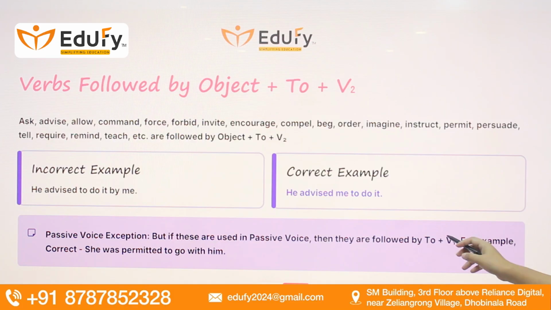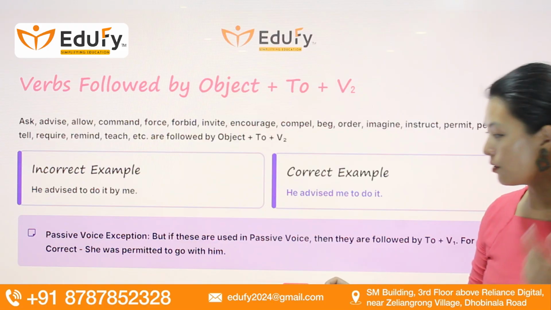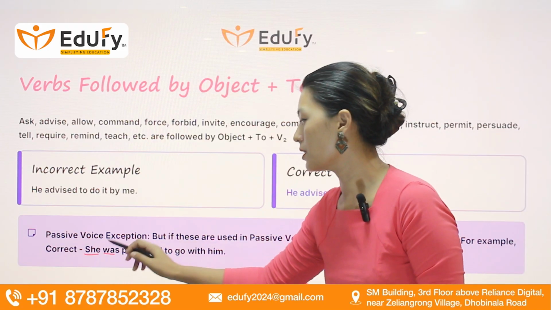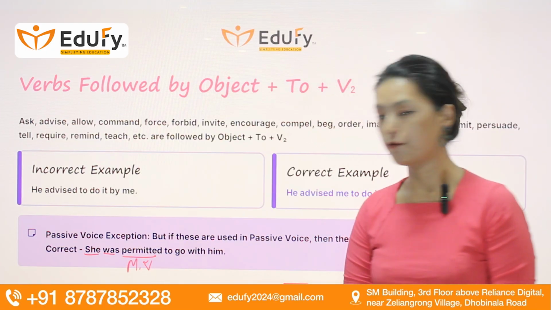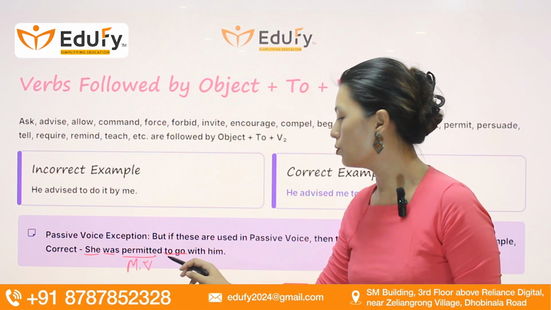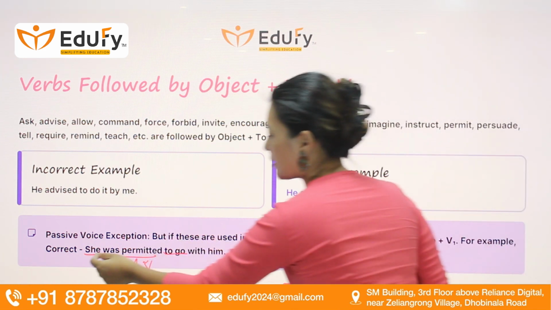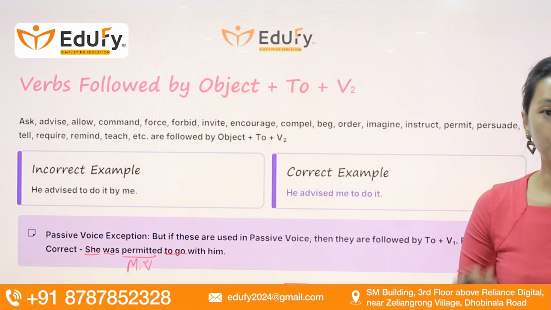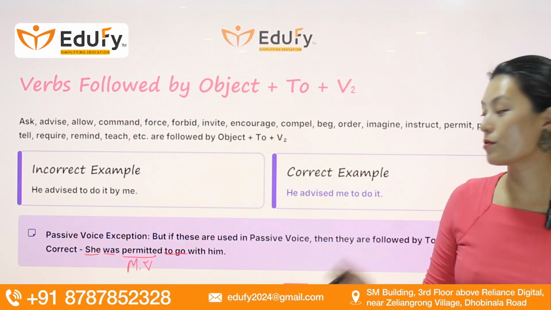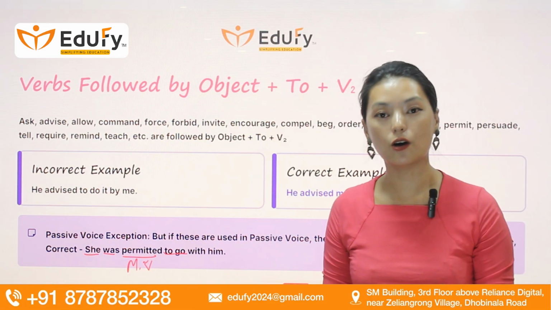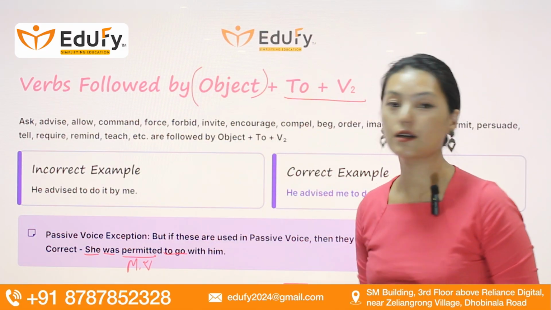So for example, if I write, she was permitted to go with him. Now here in the sentence, she is the subject, was is the auxiliary verb, permitted is the main verb. And again, we have to go, which is infinitive. Yes? So that means what? This sentence is a passive voice. And when you have a passive voice, you will always be able to write infinitive without the object. But when you have active voice, you cannot write an infinitive without the object.